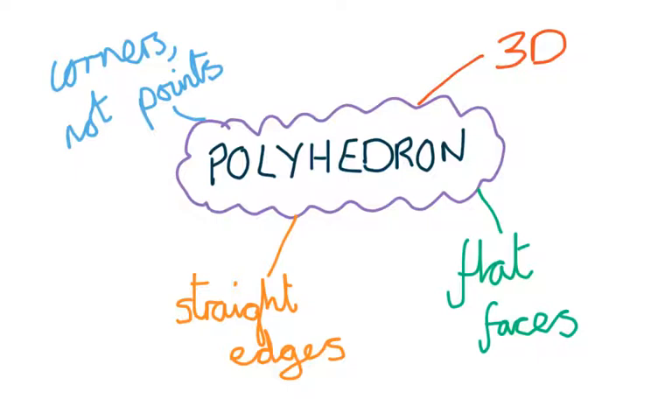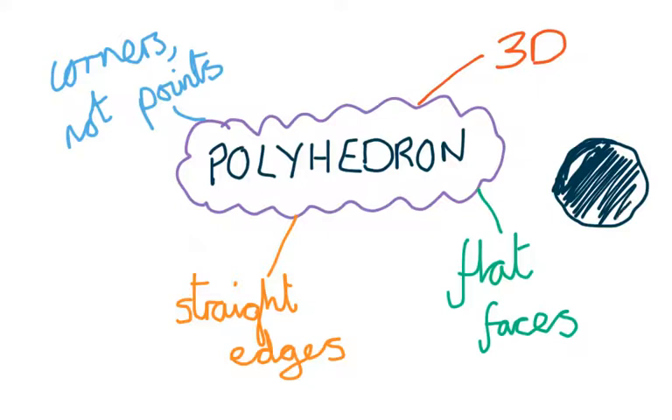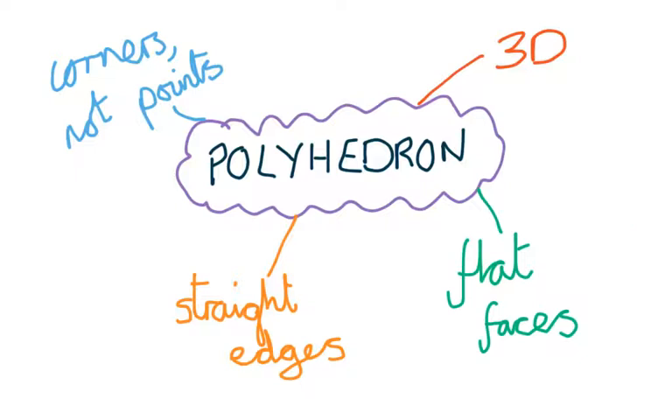So a sphere, for example, like a ball shape. So if you've got a sphere, my beautiful shading on here. If you've got a sphere, that is not a polyhedron because it does not have straight edges and it does not have flat faces. So a sphere is not a polyhedron.